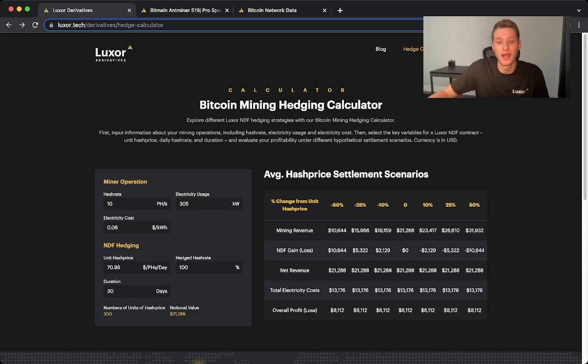You then look at the bottom lines, and this carries through from not just the top line, but all the way down to a miner's bottom line. Even with moves in hash price, if a miner is hedging 100% of their hash rate using Luxor's NDF, then a miner is able to lock in and get certainty on their revenue and bottom line. This is really the purpose and why we rolled out this product first. It is a simple and easy to use product for Bitcoin miners to get certainty on their revenue and hedge their operations and reduce their risk.